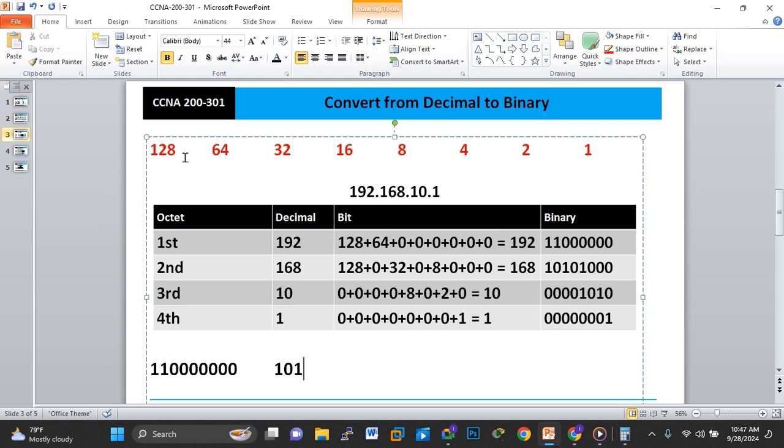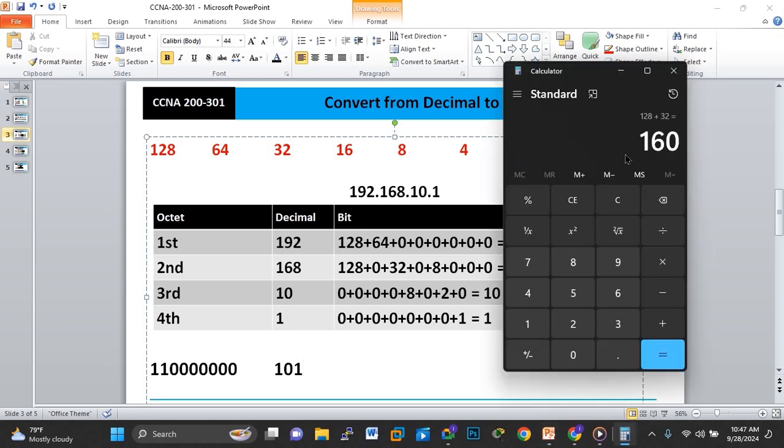64 is over, so the bit is off. 32 is on, the bit is on. But when we punch it in, it tells us it is what? 160. We still need a bit to round this up to 168.